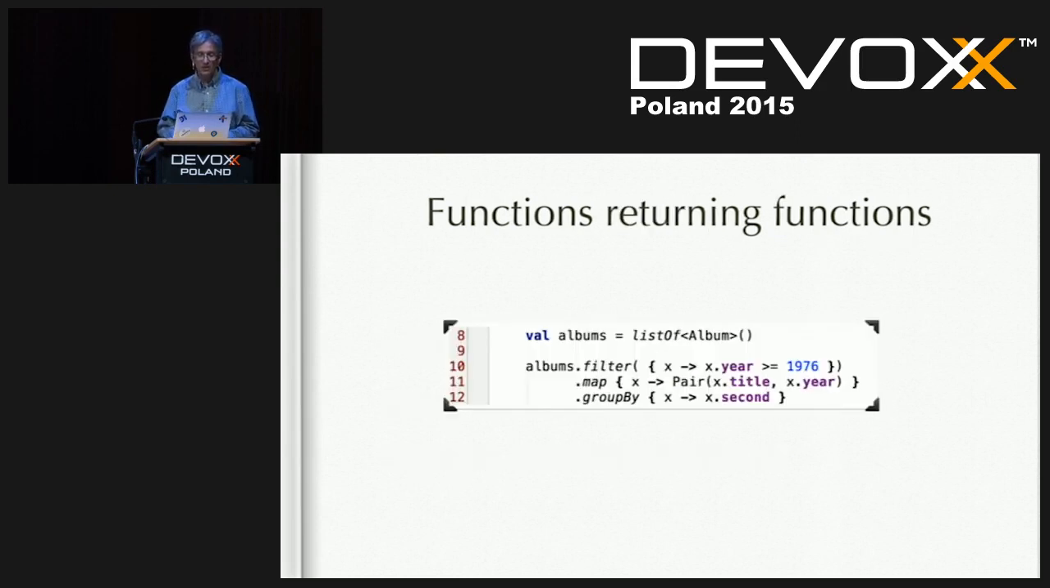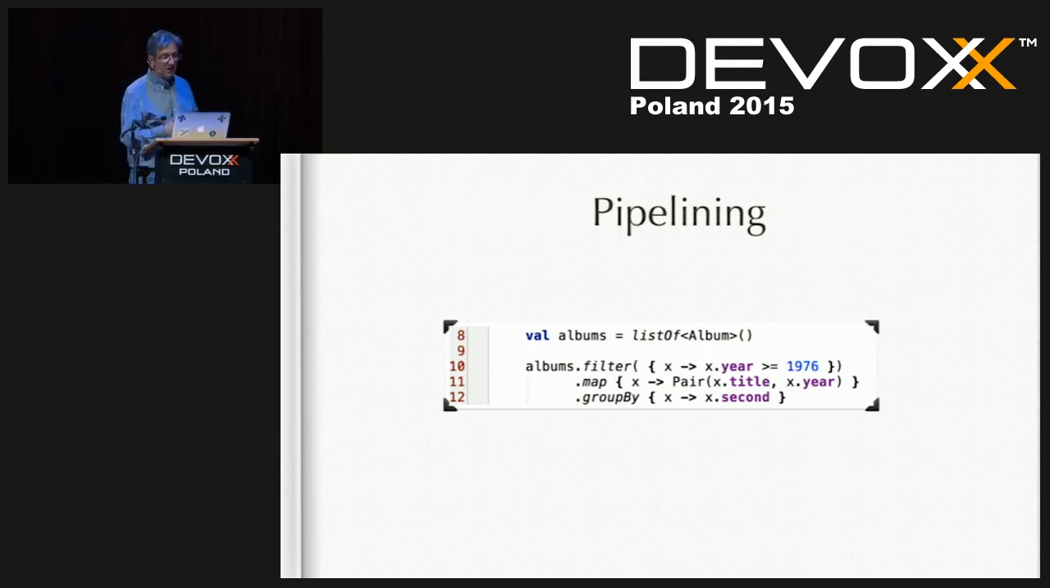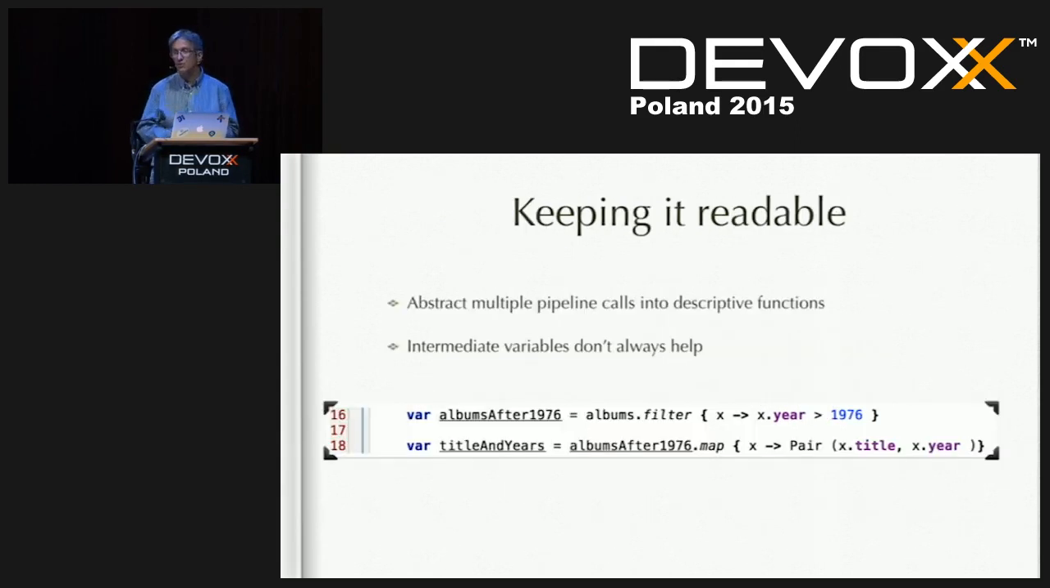So here's an example of a function not returning a function, although it says on the title it does. It doesn't. That's just to make sure you're awake. So here I have an album, and I'm doing a filter by the year greater than 1976, and then I'm mapping those to a pair, and then I'm grouping it by the second. Very clear, very concise, very beautiful, right? We're pipelining these calls.